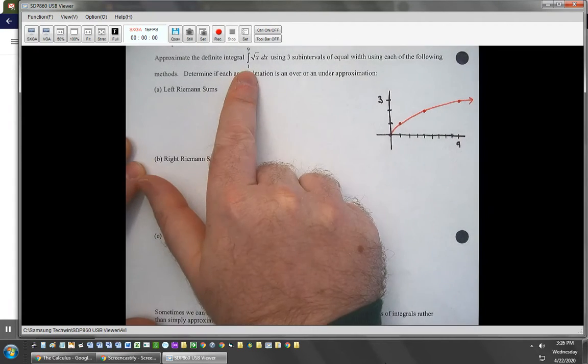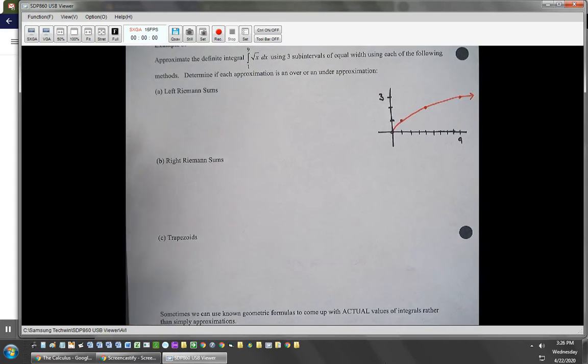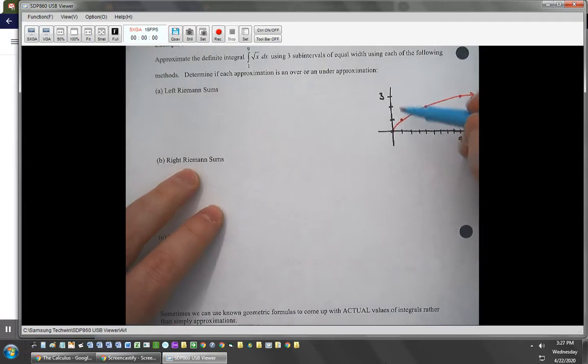Our actual interval, though, is from 1 to 9. So we want to kind of block that section off. We're going from here to here.